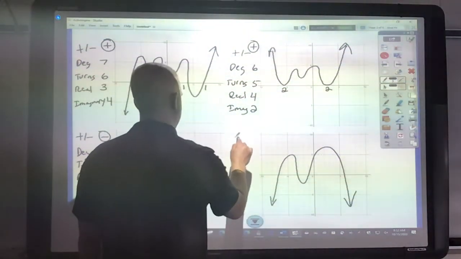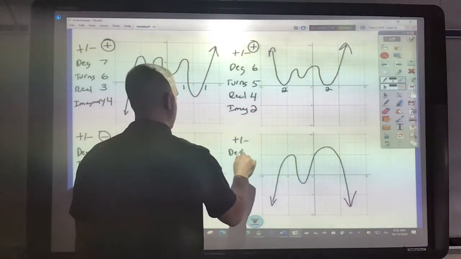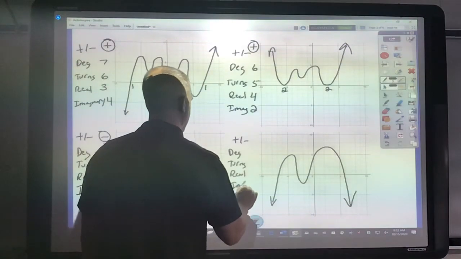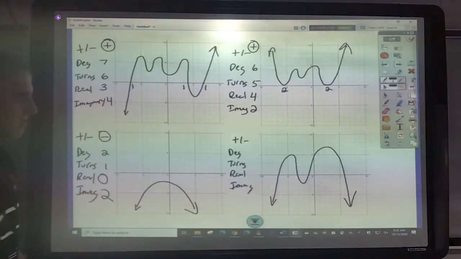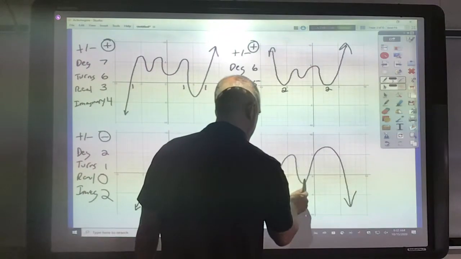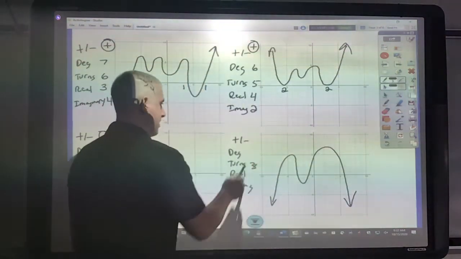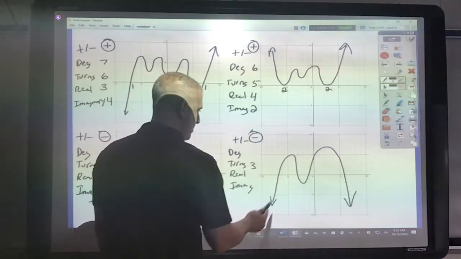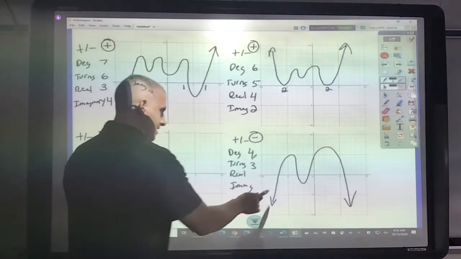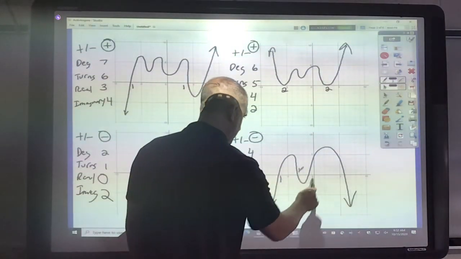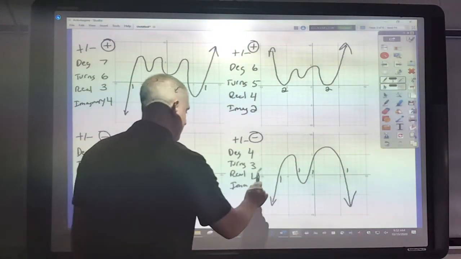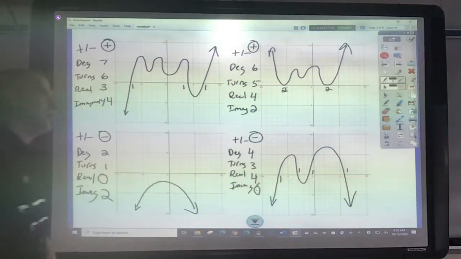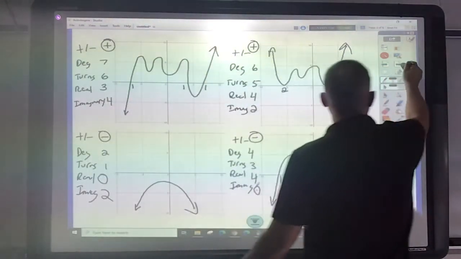So I got positive, negative, degree, turns, real, imaginary. You need the turns to figure out the degree. So how many turns? 1, 2, 3 turns. Because they're both pointed down, this would also be a negative. 3 turns means my degree is 4. Let's count. Slice 1, slice 2, 3, 4. So it's 4 real zeros. So 4 plus what would have to give me 4? That would be 0. Okay, so here's what I'd like you guys to do.